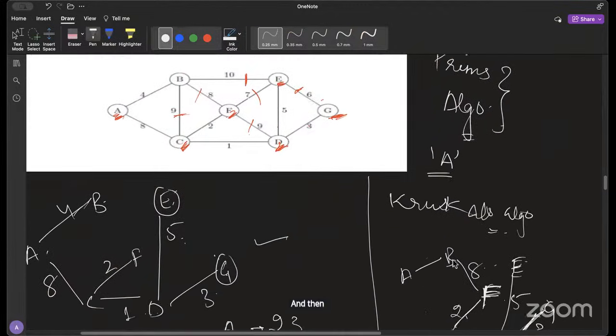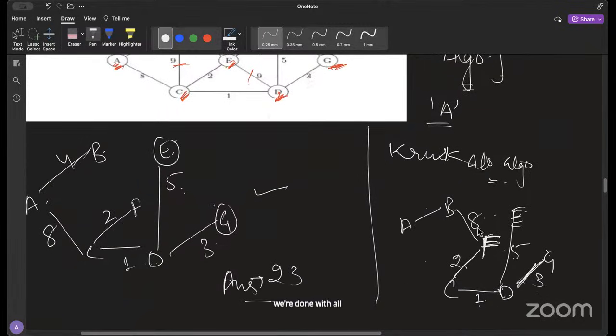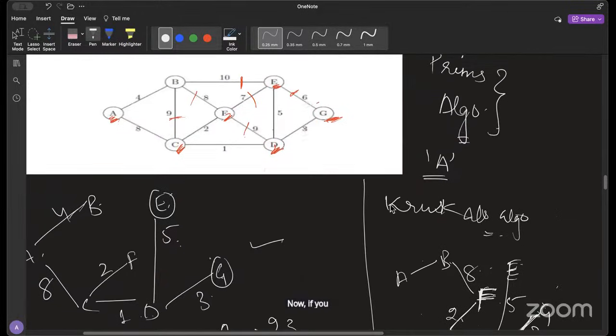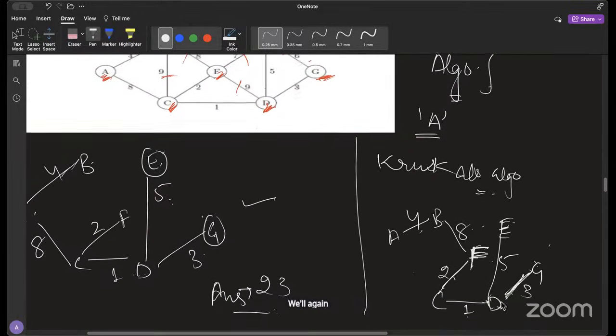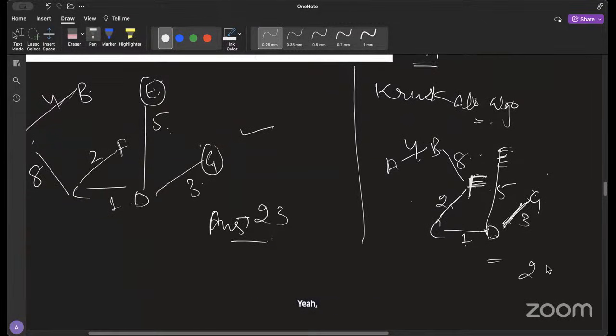And then we're done with all the vertices, right? Because we've covered all vertices A, B, C, E, F, G, right? That means we're done. When do you know you're done with the algorithm? When you've covered all the vertices, that's when you know that the algorithm is done and you've found your minimum cost spanning tree. Now, if you add these ones, you should get 23 only. Yeah, you get 23 only. Adding all of these, you'll get 23.